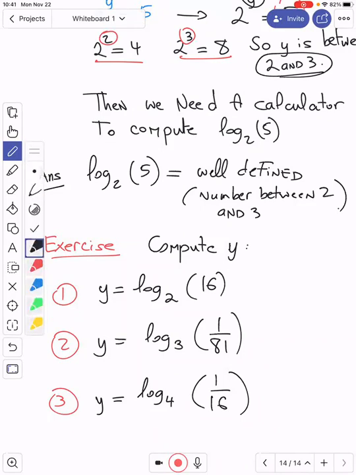Let me just say one more thing, guys. To compute this number, we can change the base, and I'm going to show you later how to compute such a number when you change the base. So there's a way to change the base, and then you'll be able to compute such a number. But anyway.